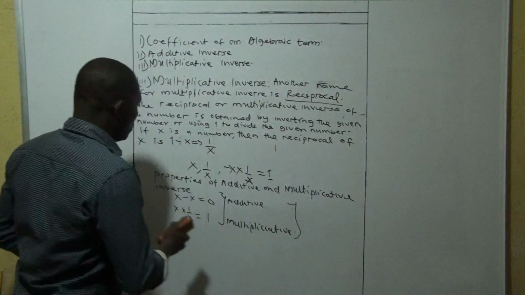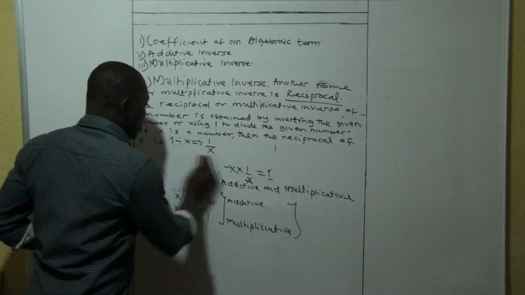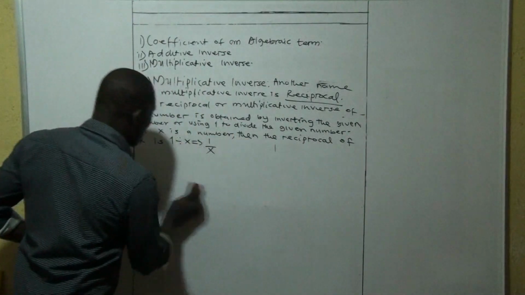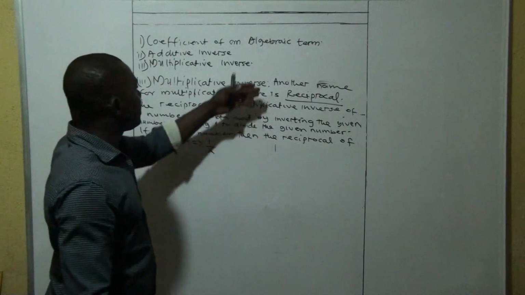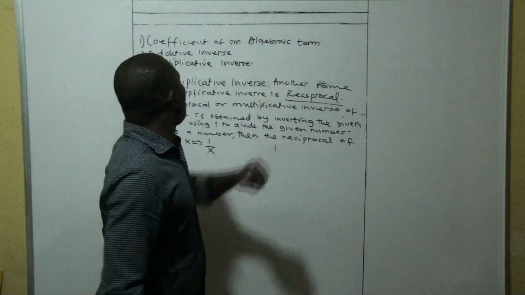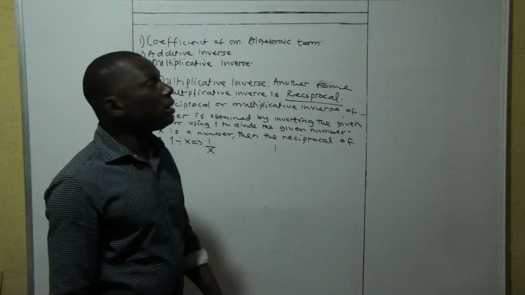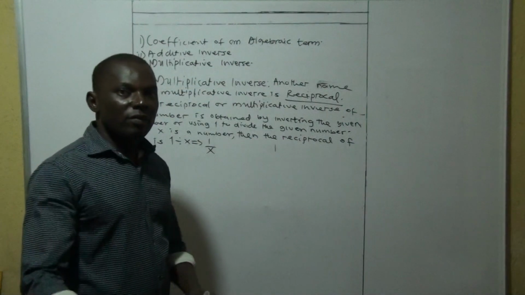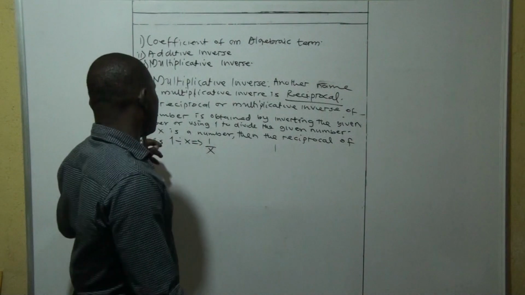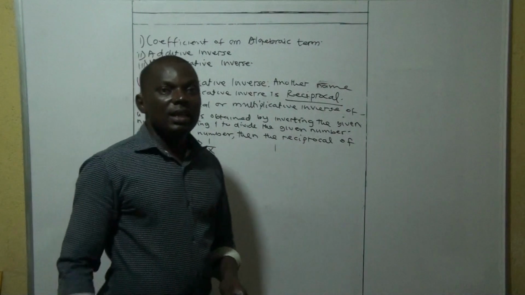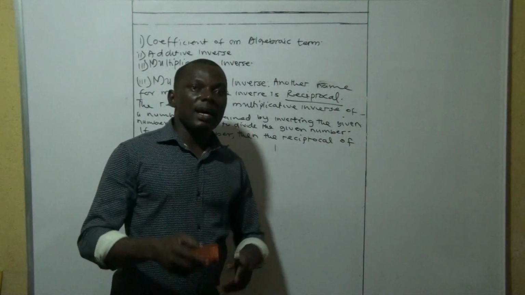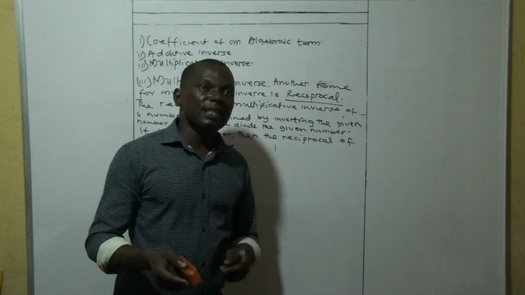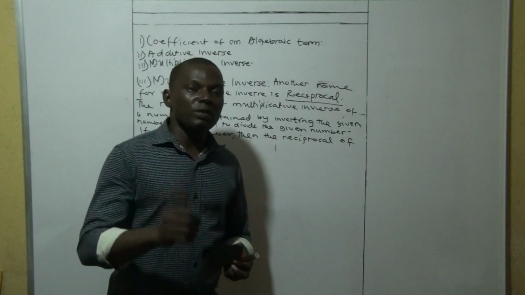All right. So in all, we have been able to look at the meaning of coefficients, additive inverse, and multiplicative inverse. So please, let's take note of all this. When we look at other aspects, like I said, we are definitely going to make use of them.